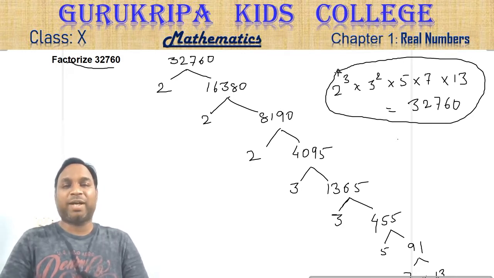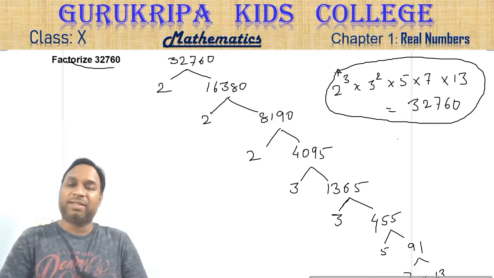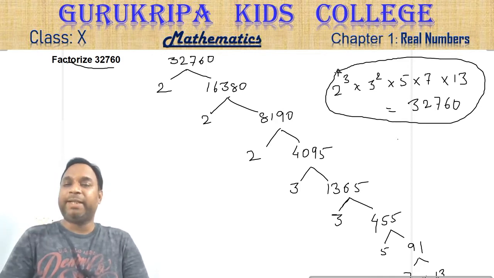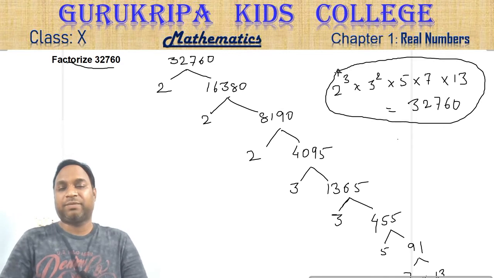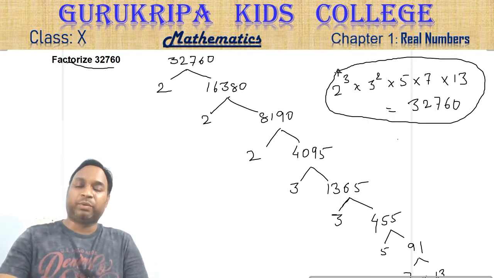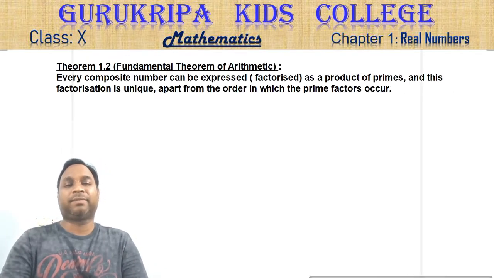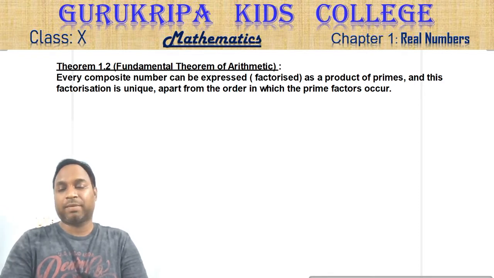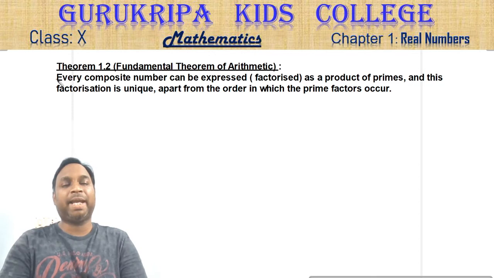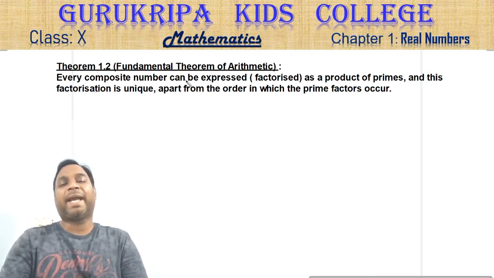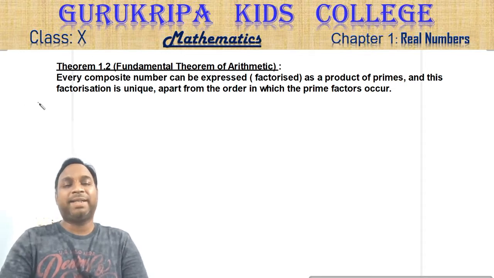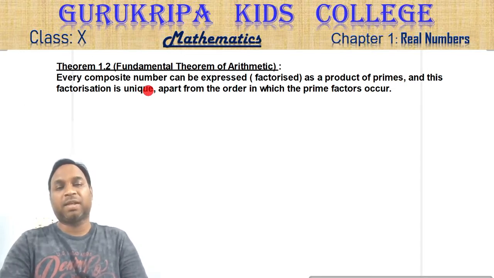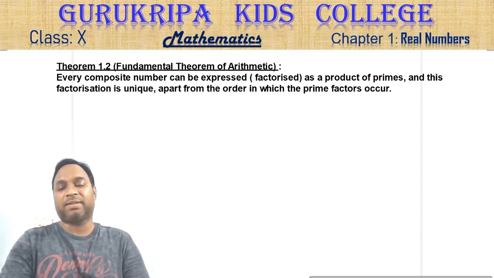This factorization is required to find the HCF, and we have learned another method wherein we don't need to factorize the number to find the HCF. You are familiar with all these things? So now we can come to the fundamental theorem of arithmetic. The fundamental theorem of arithmetic says every composite number, take any number, every composite number can be expressed or factorized as a product of primes. And this factorization is unique apart from the order in which the prime factors occur.